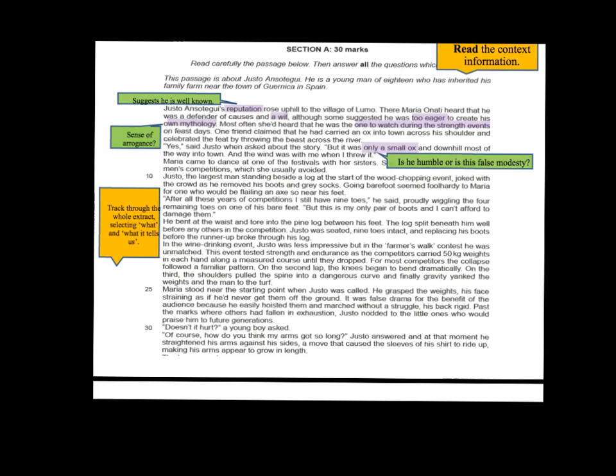The important thing is that you always track through. There's a reason why a comprehension will start at a particular place and why it finishes at a particular place. And so for that reason, you must make sure that you track through the text.